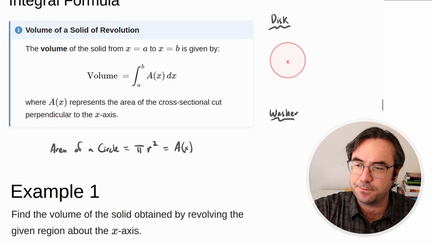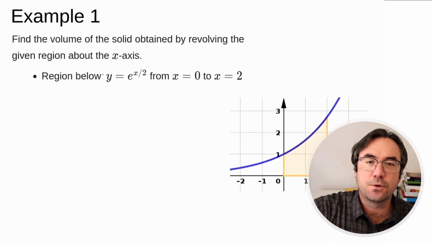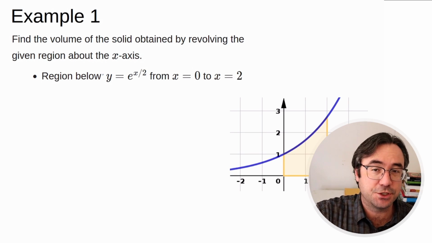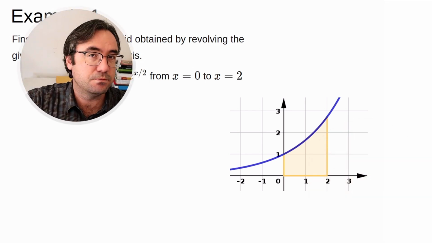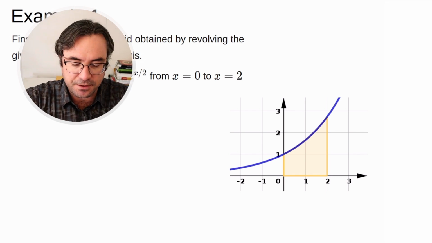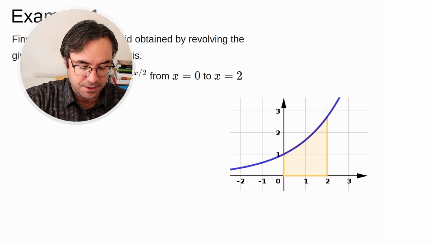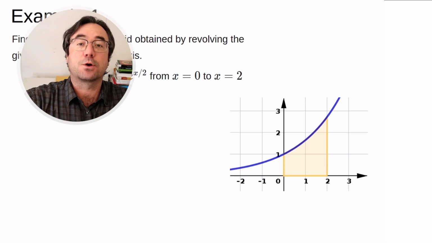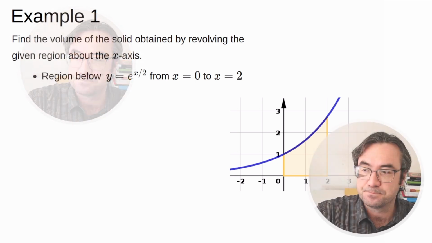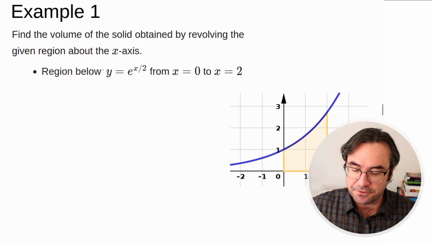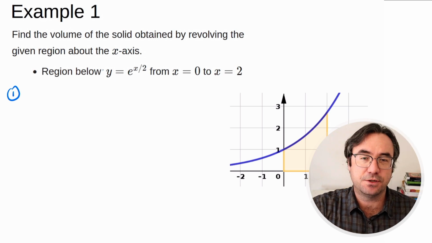So let's try one example. Let's look at example 1. We're going to find the volume for the solid obtained by revolving that region around the x-axis. So this is, if I get out of the way for a second, the region that we've been talking about. It's underneath this curve, and we're going from x equals 0 to x equals 2. So again, we're taking that region and going around our x-axis. So let's see how to actually do it. So the first step is we want to draw our cross-sectional cut.